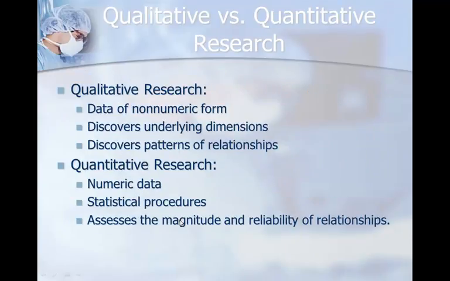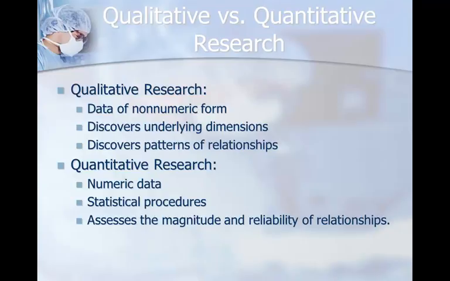So when we think about research, we think of both qualitative and quantitative research. These are really the 2 types of nursing research that are used. Qualitative research is really organizing and interpreting data of non-numeric form, so non-numbers, not something we can quantify, for the purpose of discovering an underlying dimension or patterns of relationship. So it's thinking more of quality, so it's focusing on discovery rather than verification.